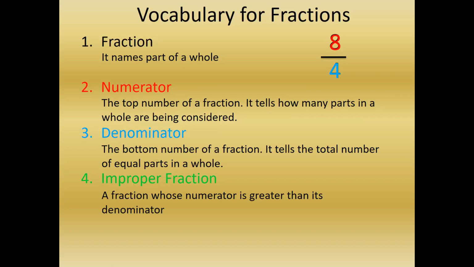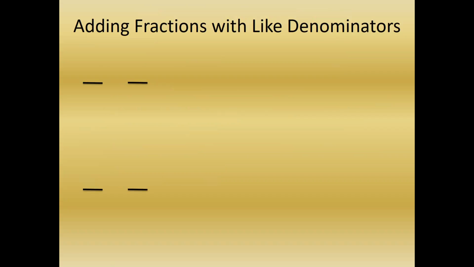And last but not least, we have improper fraction. That's a fraction whose numerator is greater than its denominator. So 8 over 4 is an improper fraction. So we're going to start off with adding fractions with like denominators.